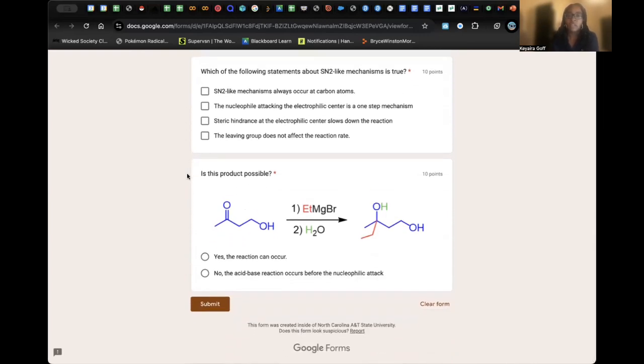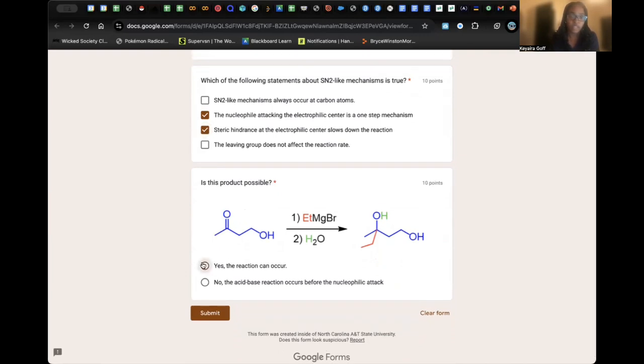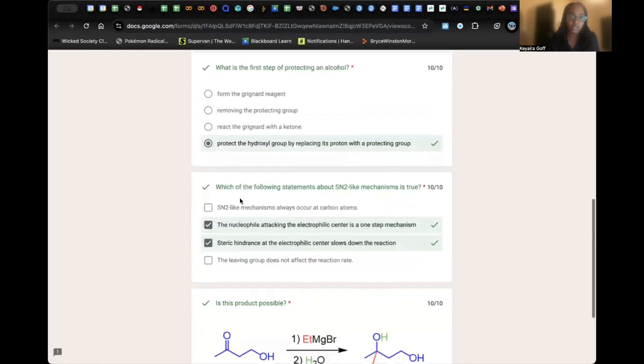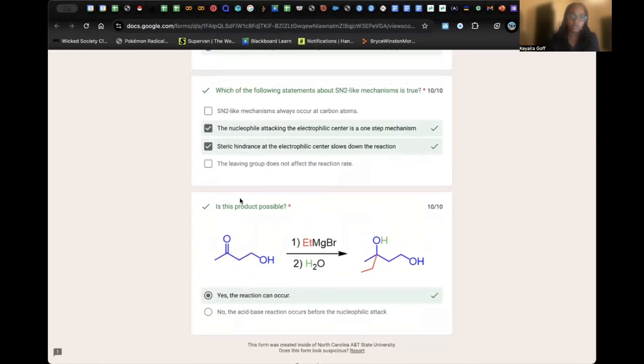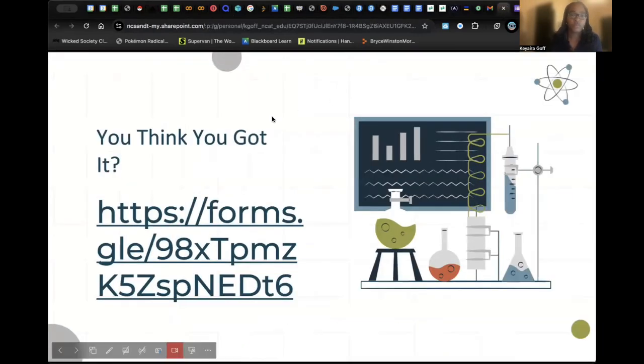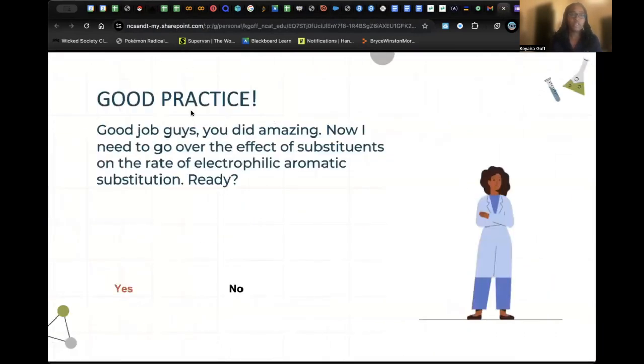Which of the statements about SN2 mechanisms are true? If you said these two options, you would be correct. And then, is this product possible? Think about it, as the reaction can occur. Good job. Next. Good job, guys. You did amazing.